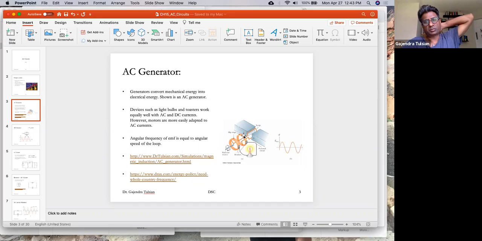Generators: this was a generator that converts mechanical energy to electrical energy. So this is an AC generator. Devices such as light bulbs and toasters work equally well with AC and DC currents. Our motors are more easily adapted to AC currents, and electric motors, as you know, do 90% of our work.